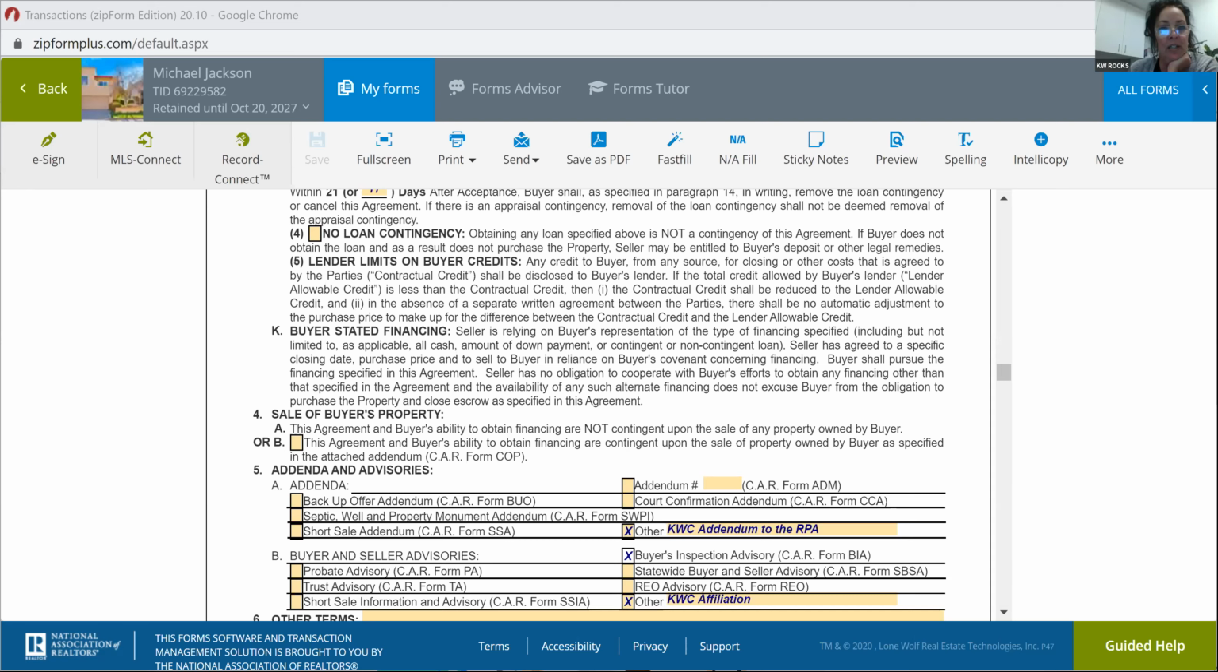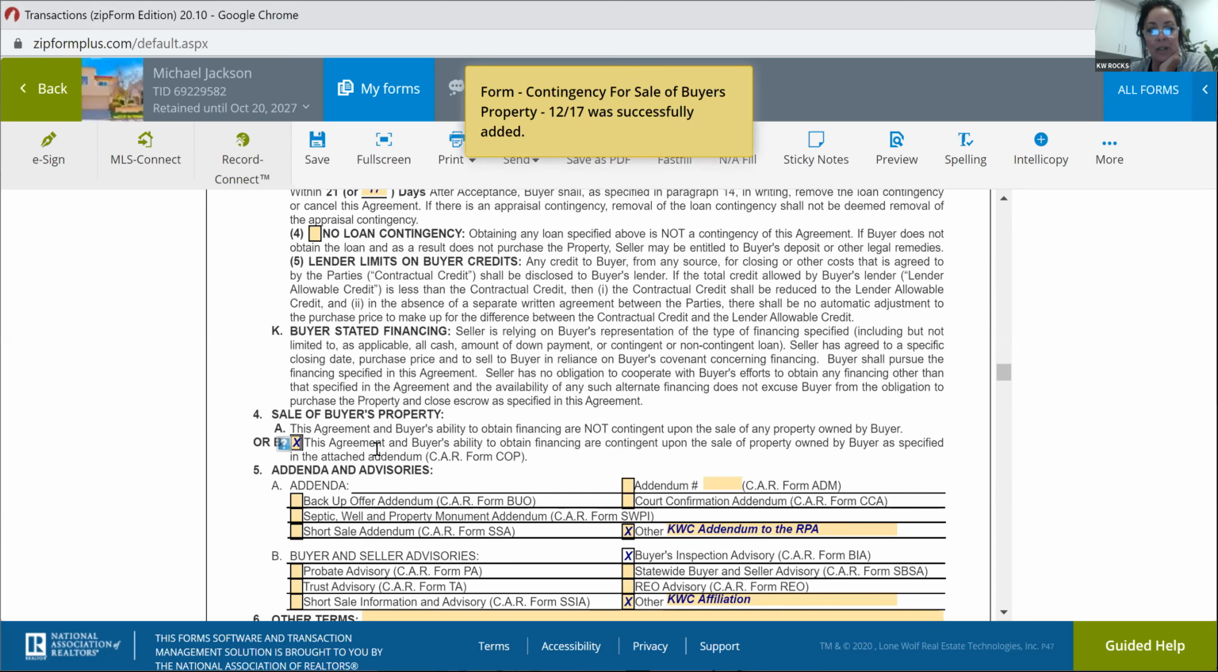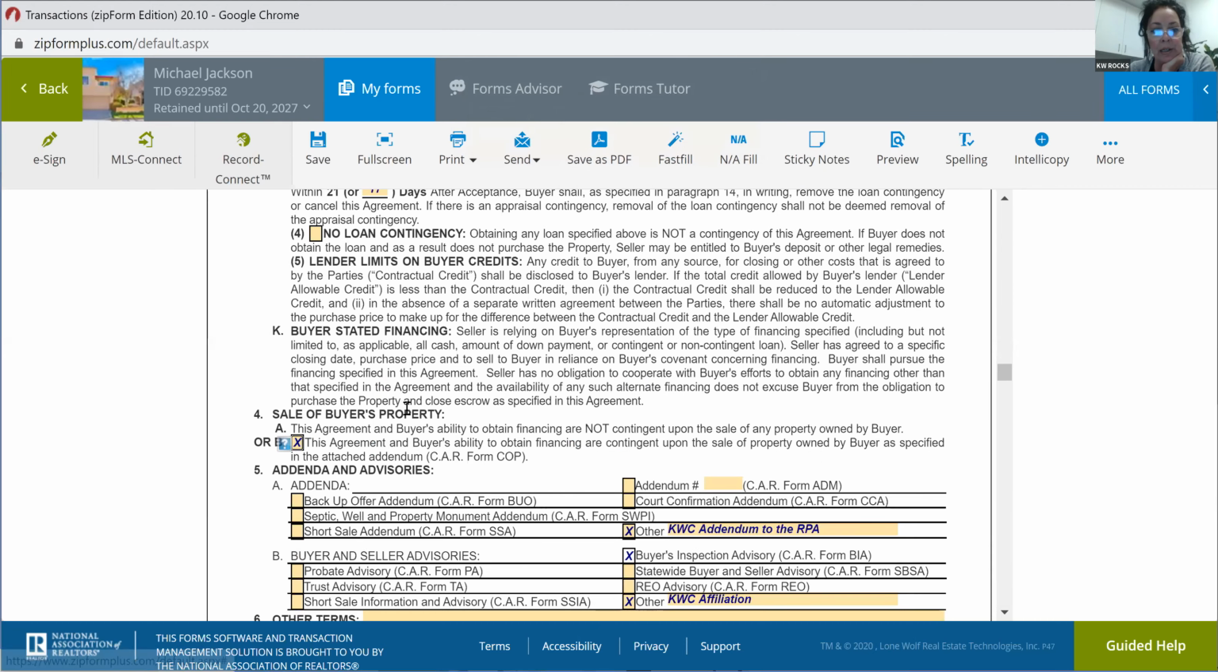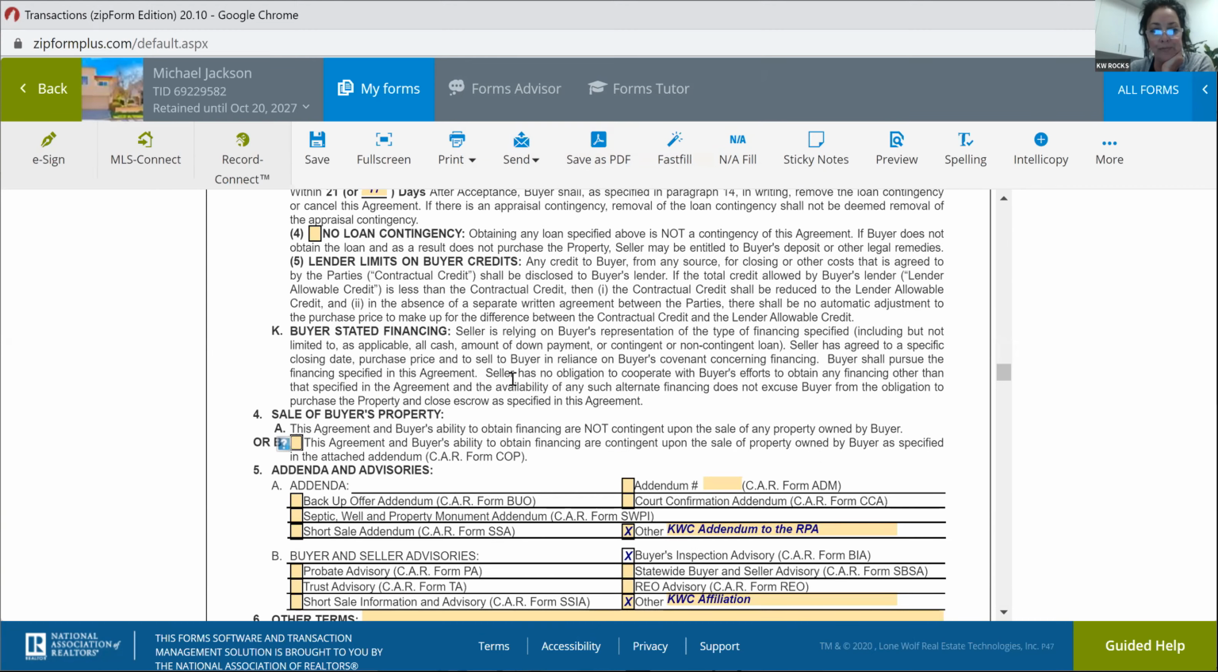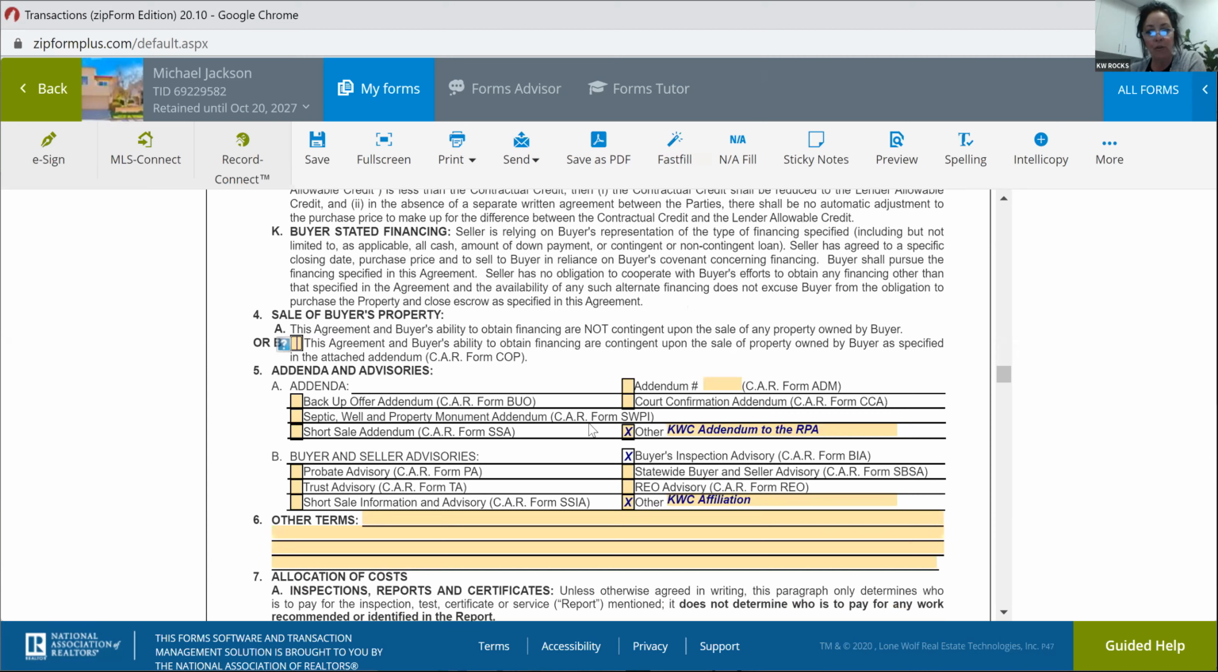Okay. So then we get to sale of buyer's property. We're not going to go into this in this training. We're going to stop in about 10 minutes and then I'm going to reschedule this so we can schedule the next one so we can keep going through the contract. So if it's contingent upon the buyer selling their property, that's where you would check. It'd put the contingency for sale of buyer's property into the packet. But like I said, we'll go over that on a later date.